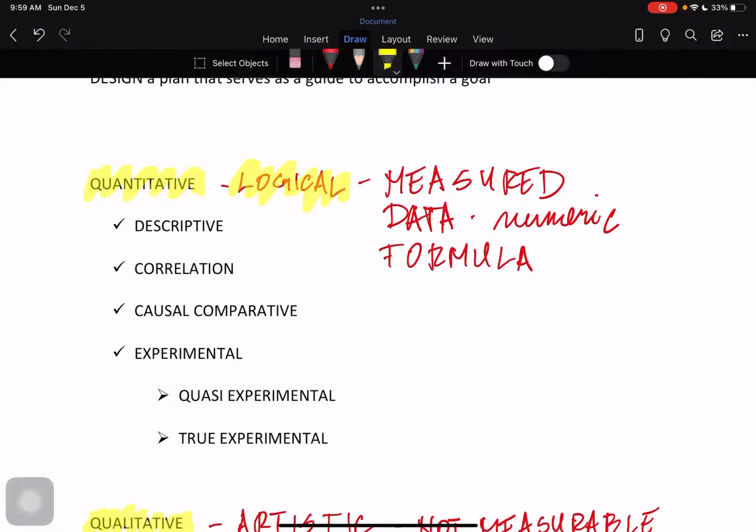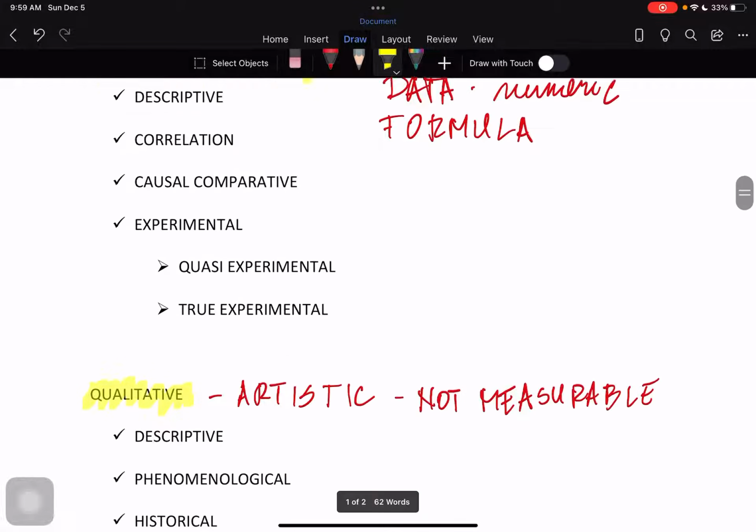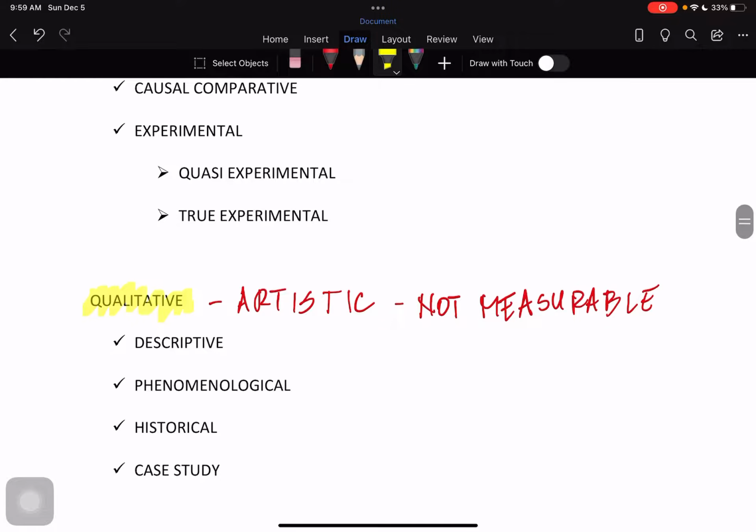Replicable, meaning if you recompute or use the same formula for the same set of data collected, you should arrive at the same answer. Okay? So that is one of the characteristics of quantitative research or quantitative method of research.